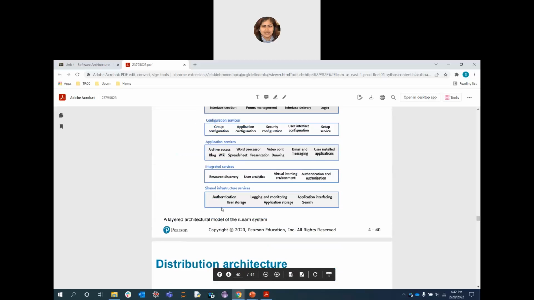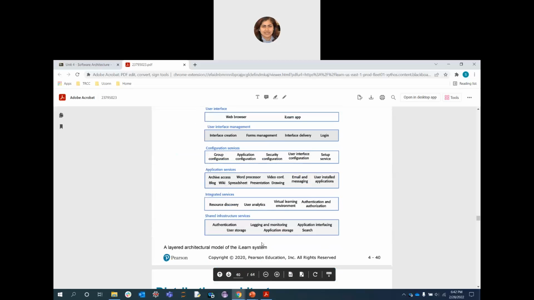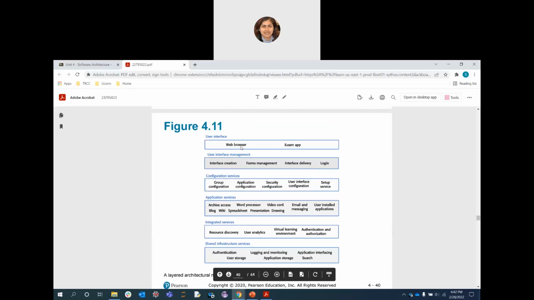Here in this layering structure of the iLearn system, as we saw in the previous slide also, each layer in the system can include a number of logically related components. Let's say the user interface has a web browser component and the iLearn app. Then user interface management has four different components, each of them having unique functionality. So it shows how a system is decomposed into various components, with each component providing significant functionality.